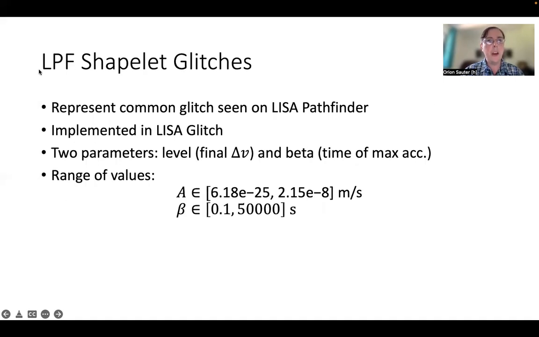The glitches that we're using are LISA Pathfinder shapelet glitches. This represents a common glitch form seen on LISA Pathfinder. It's implemented in the LISA Glitch program, and it has 2 parameters. There is the level, which represents the final delta V imparted to the test mass. And there is beta, which is a time constant that represents the time that the max acceleration is imparted to the test mass. These 2 parameters have a range of values that were seen on LISA Pathfinder, and we explored that full range.